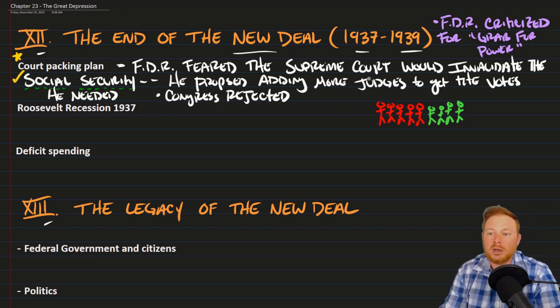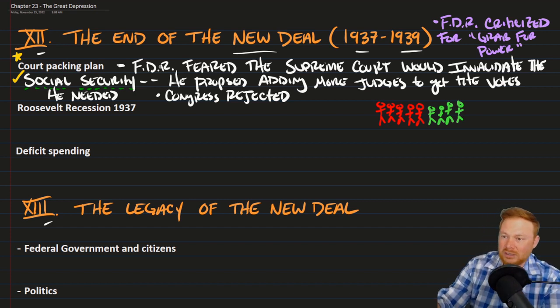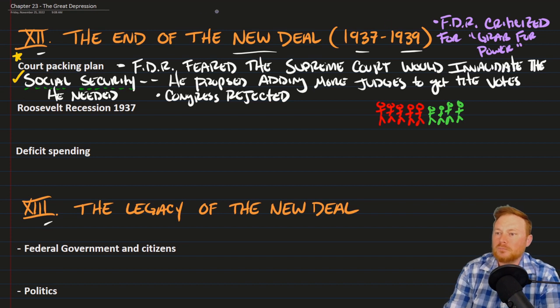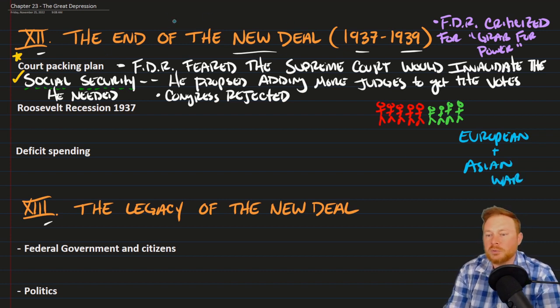So the court packing plan was defeated. Congress rejected it, and that plan never went into effect. But Social Security remained constitutional. Wagner Act remained constitutional. The fights with the Supreme Court had really kind of receded, excuse me, because what was gaining most of people's attention at the time was that World War II was underway, right? European and Asian wars were breaking out.